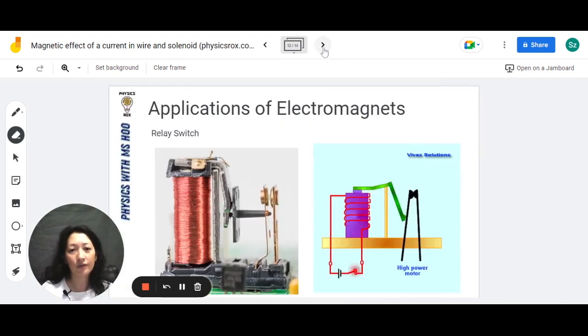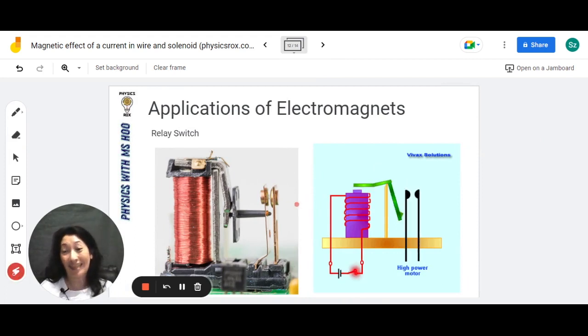So just to show you, here's a really nice GIF. Okay, I know your generation calls it GIF. My generation calls it GIF. But anyway, there's an animation here to show you how this works. So when we close this, the electromagnet will attract this iron armature. You can see how this rotates and pushes these contacts together.